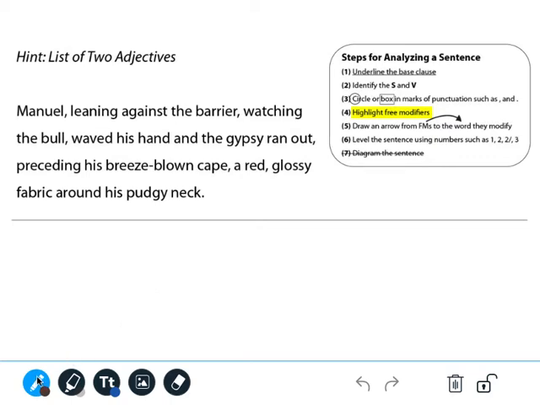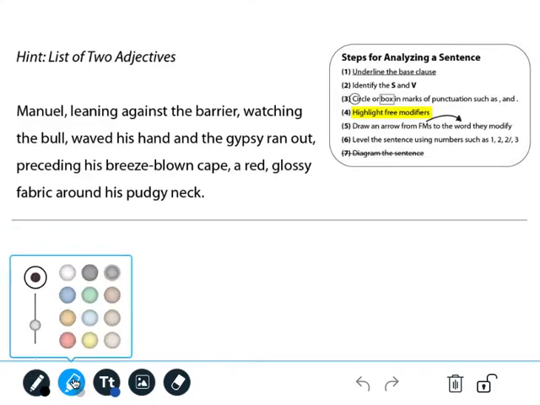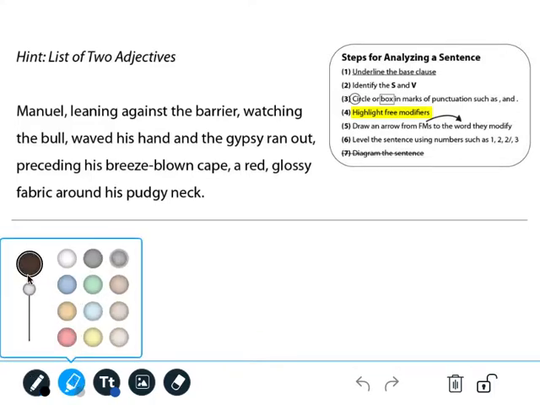Okay, what's the next step? The next step is just realizing that there's going to be some things that you're going to have to do that's really further analysis, because now we're going to be encountering some commas that don't function like other commas.